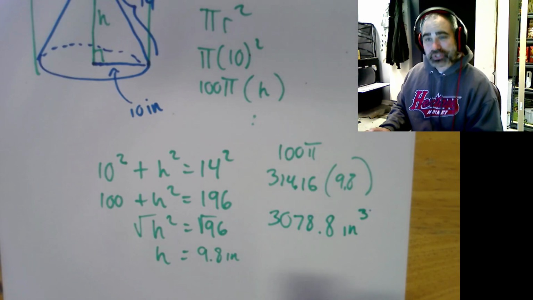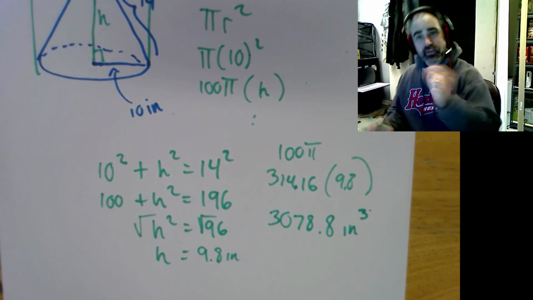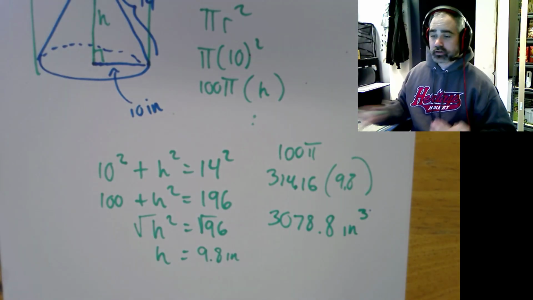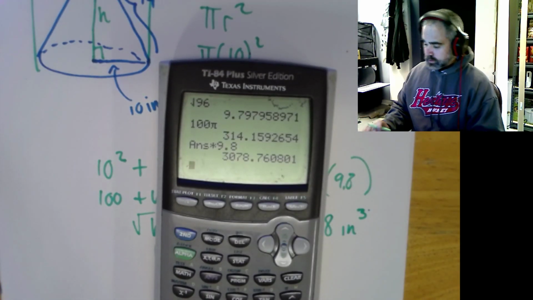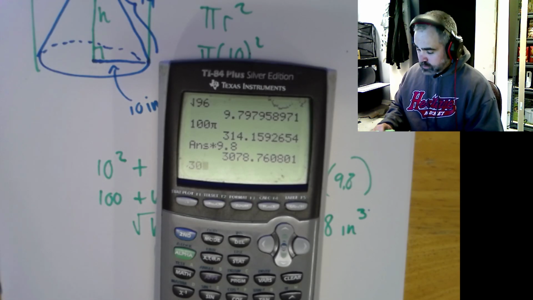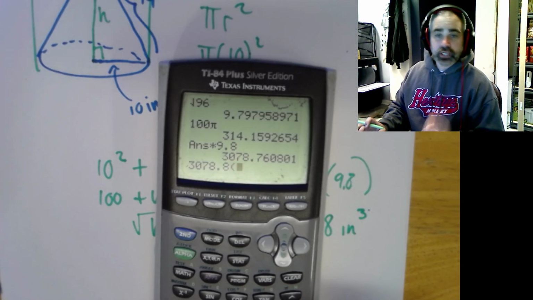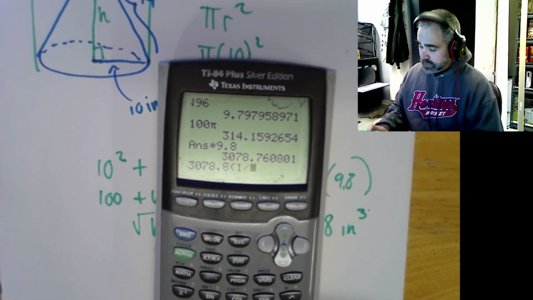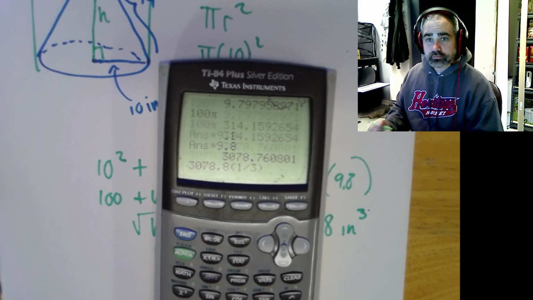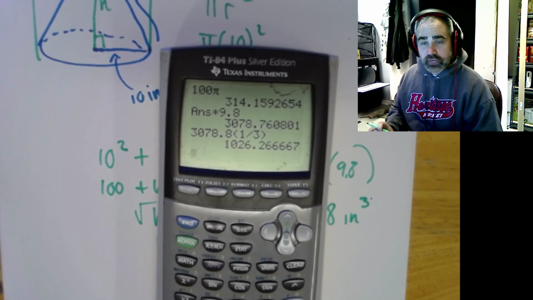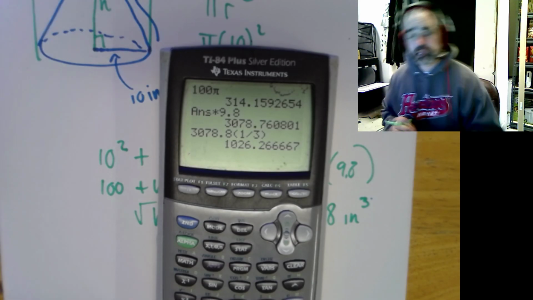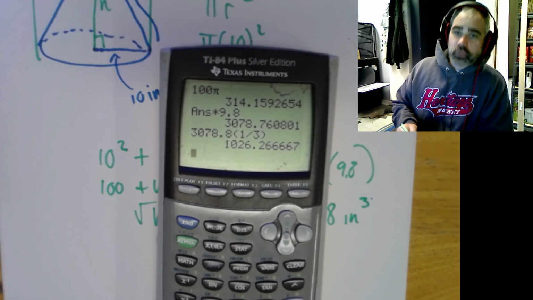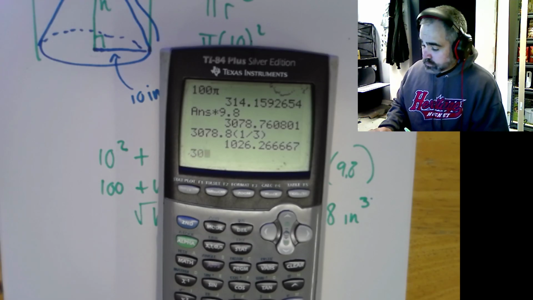But that's not the answer, because remember, it's 1/3 that volume. So I times that by 1/3. In your calculators, when you're doing 1/3, so if you have 3078.8, and you want to multiply by 1/3, go ahead and put it in parentheses and do 1 divided by 3. And that will give you the right answer. Do not, and I repeat, do not put 0.3 as an estimate for 1/3. It will give you the wrong answer, and I will not count it.